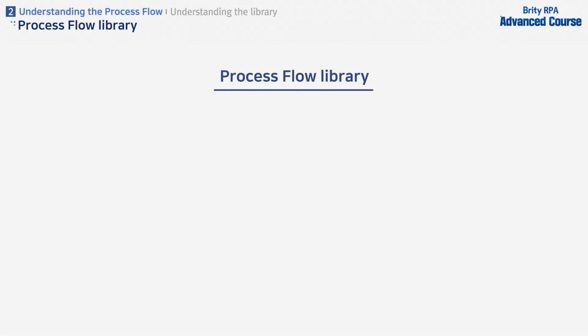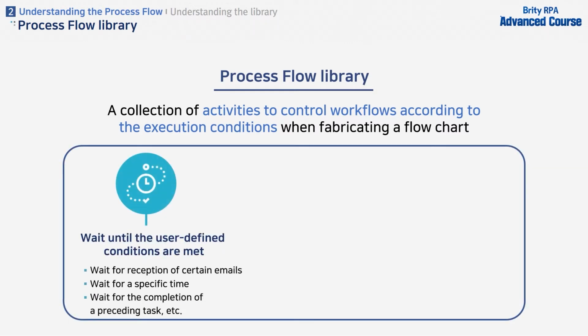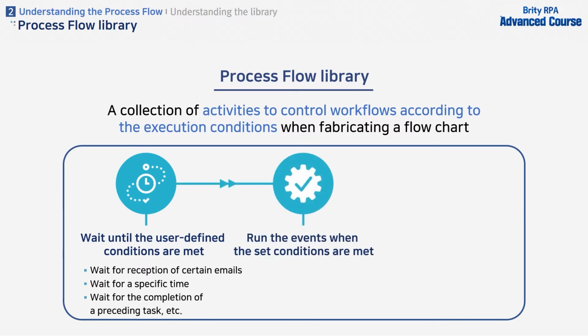A process flow library is a collection of activities to control work processes according to the execution conditions which are used when fabricating a flowchart. For example, you can set a process flow to wait for certain user-defined conditions, such as reception of certain emails, a specific time, or the completion of a preceding task. When the set conditions are met, an event occurs as a result.